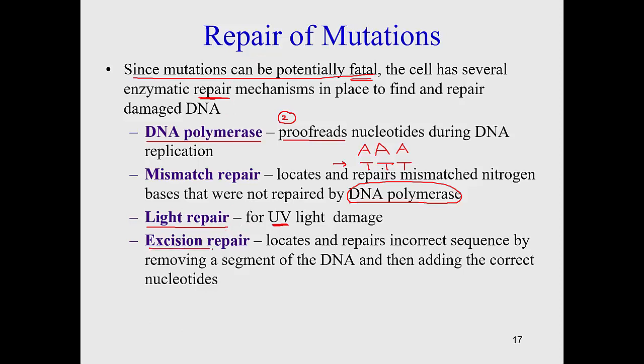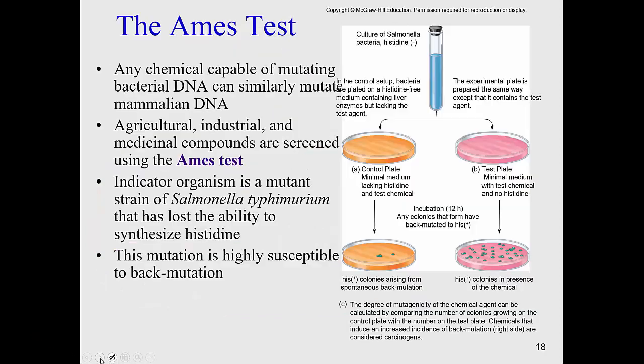There's another method called excision repair, and here enzymes will go in and remove that entire segment of the DNA where the mutation is. And then DNA polymerase again comes in and it will add the correct nucleotides back in again. So some little provisions are in place for these things. Next big thing we will look at is called the Ames test.